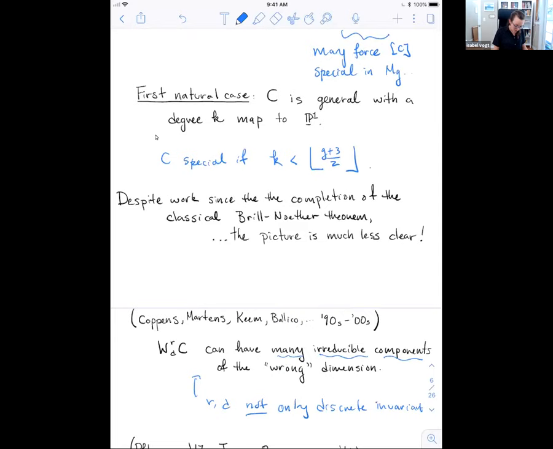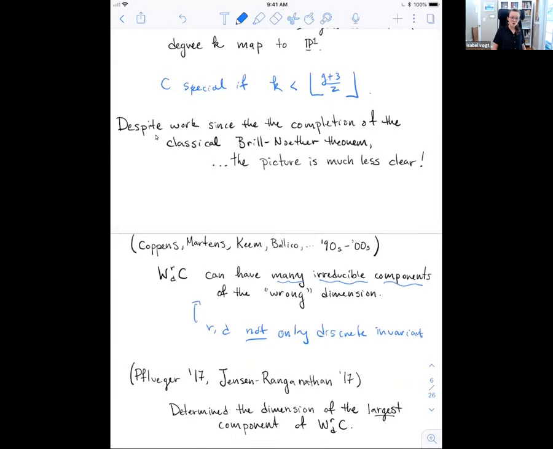But some striking work came just a few years ago, in papers that either appeared in print in 2017 or on the arXiv. Nathan Pflueger gave an upper bound, the best upper bound given so far, for the dimension of the largest component of W^r_d(C). Then David Jensen and Dhruv Ranganathan showed that this bound was actually achieved. In effect, they proved an analog of the dimension statement of the Brill-Noether theorem. However, there are many components, so they only determined the dimension of the largest component. It's still somewhat unsatisfying because there are these other components out there that we don't really understand. So this begs the question: how do we explain these other components?